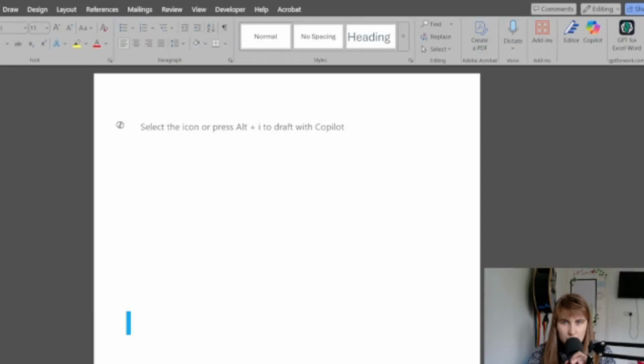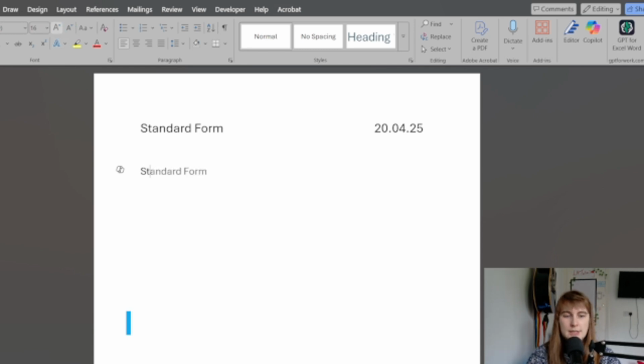Okay, so let's go to making the first note. So as a title today, we're just going to put standard form, and we'll pop the date today, which is the 20th of April. Okay, so what is standard form? Essentially, standard form is a method of recording numbers that are either very large or very small.